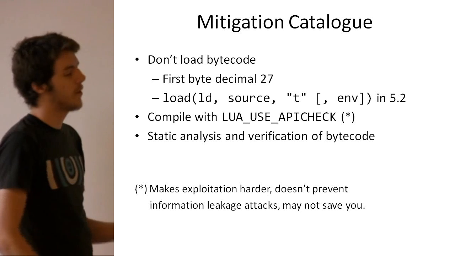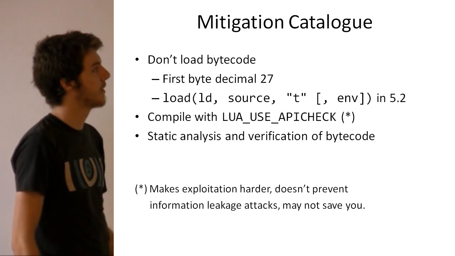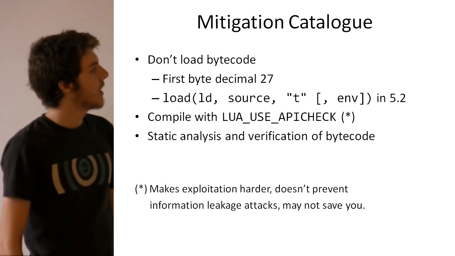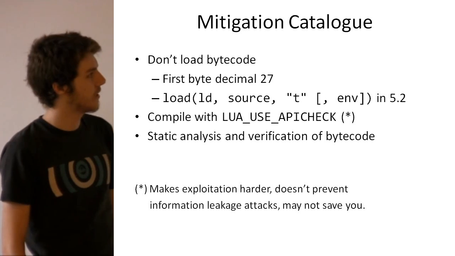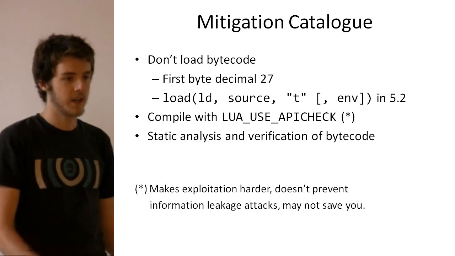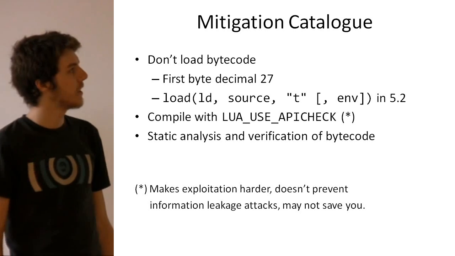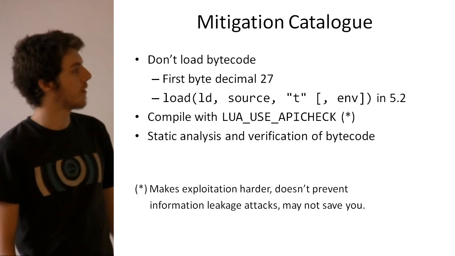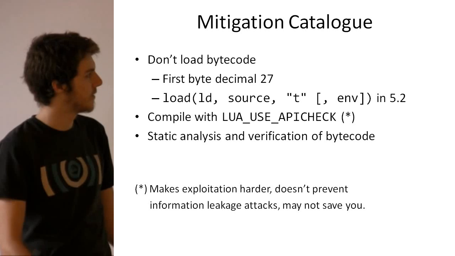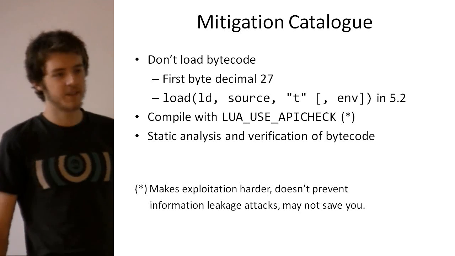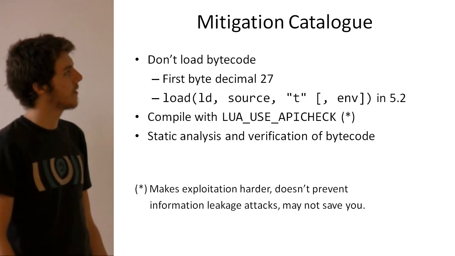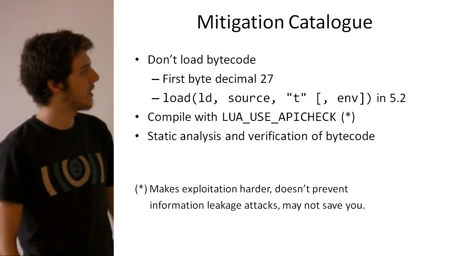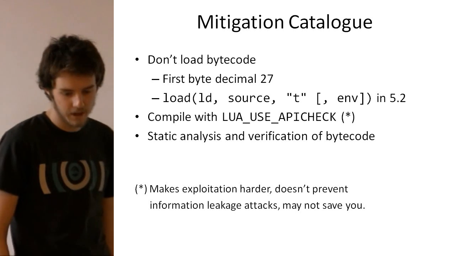I've already mentioned, if you don't accept bytecode in the first place, we can check the first byte, and if it's escape 0x1B, we just throw the code away. If we're in 5.2, the load function has a third parameter controlling whether you want to load text or bytecode. So if you just pass t for text rather than bt for bytecode and text, then again that will refuse to load bytecode, and that will solve the problem there. If you're working with the C API rather than the newer standard library, then you still have to go through the first way, because the third parameter is only present in the standard library rather than the C API.